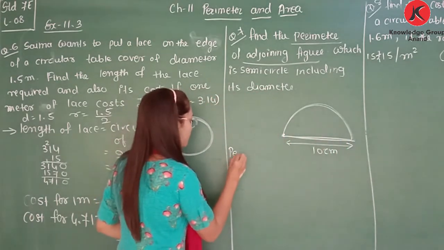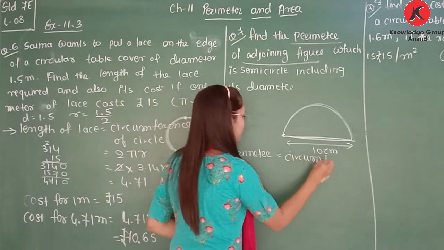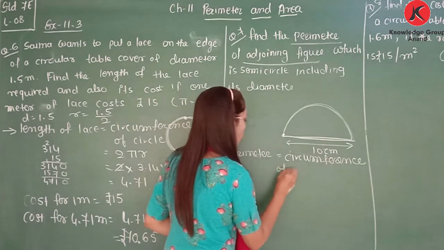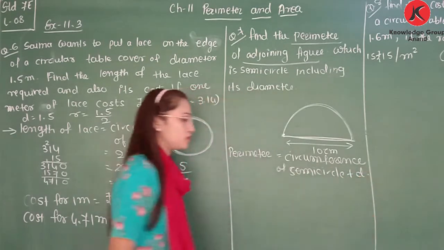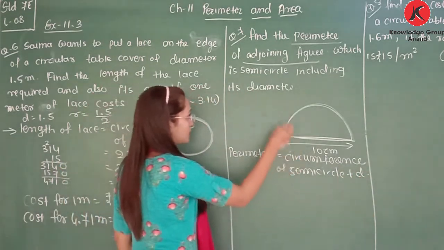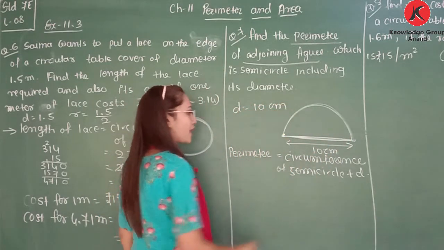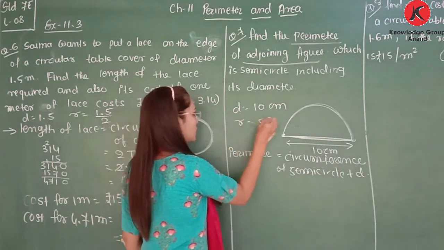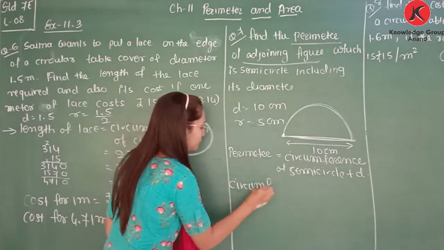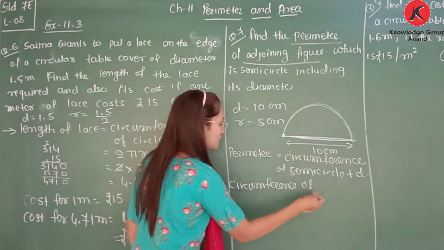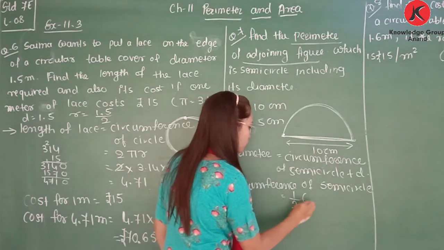So we can write perimeter is equal to circumference of semicircle plus diameter. So what is the circumference of the semicircle? Here the diameter is 10 cm. To find the circumference, we can use radius 5 cm, or you can directly find pi multiply d. So circumference of the semicircle is 1/2 of 2 pi r.